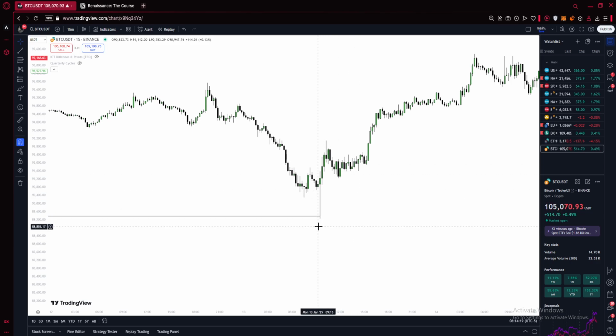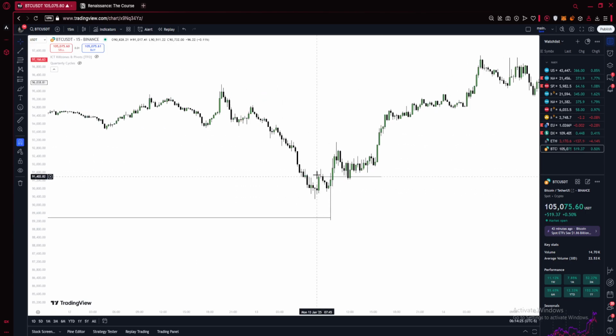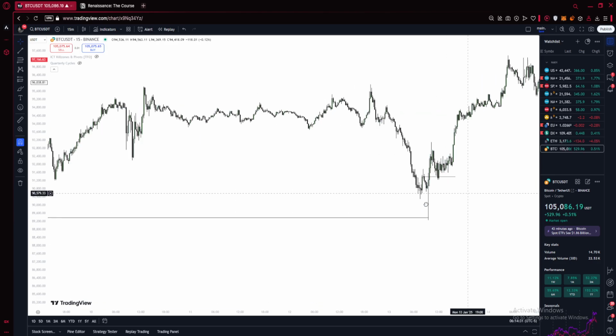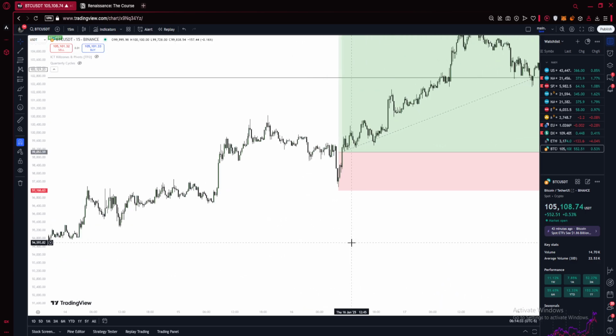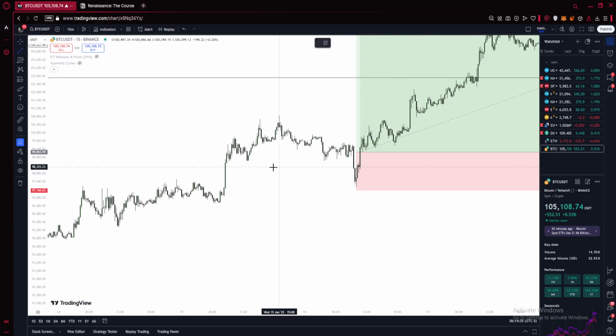Back to this. Sweeps, does what? Displaces this high. Breaker. Bam. You missed it? That's completely fine. I missed it too. I did not take the trade here. I did not take the trade. Instead, I took this. Same concept.